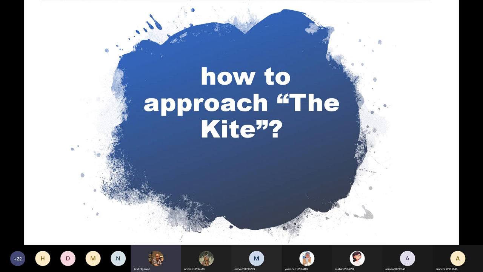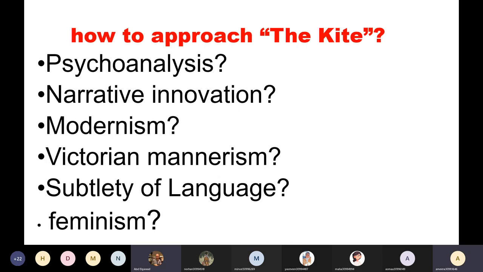In the PowerPoint presentation, I have only two slides, as you can see. The slide at the start is the title page, and this one, How to Approach The Kite. When you understand how to approach a text or a short story or a novel, then you are on the safe side. You understand what is going on, and then you can read the story, which is in our book about 30 pages. You can read it easily. You can concentrate on the most important things. The most important things in the story are these, but they are not the only important things. You have to be careful. You have to differentiate between importance.